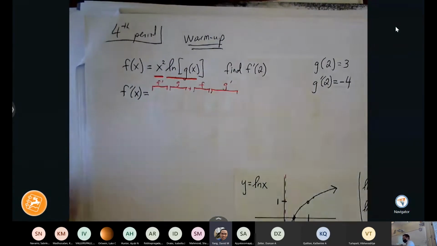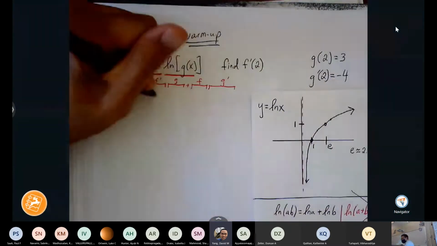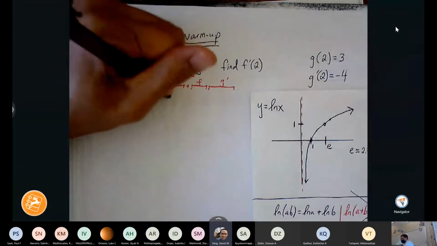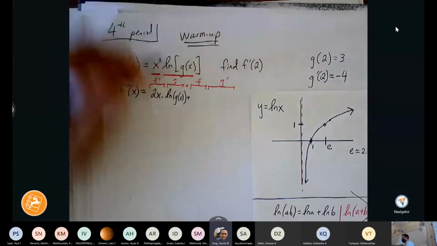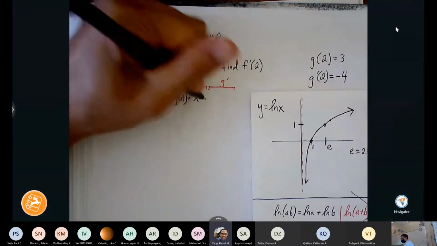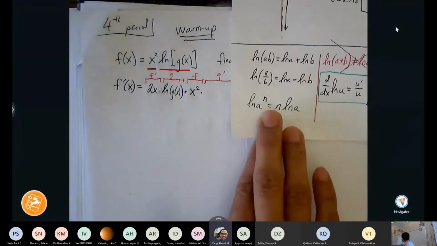Okay, so let's go through this piece by piece here. F prime is 2x. G function, no changes. Back to F. And then natural log of g of x, we're going to use this rule here.